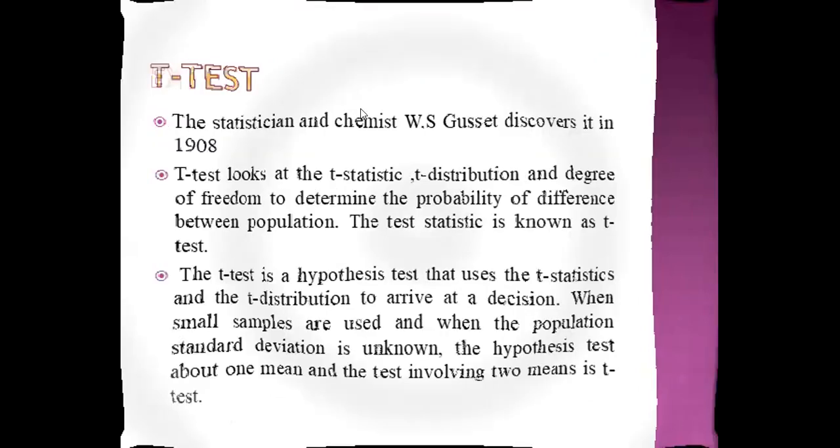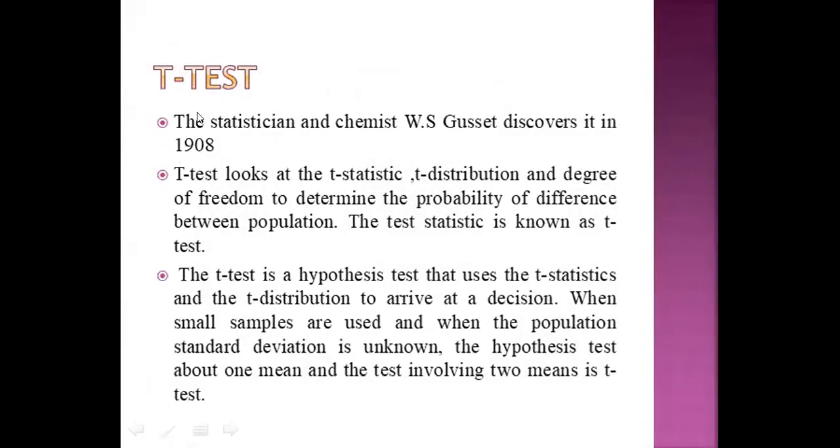Now come to the t-test. The t-test is named after the statistician and chemist W.S. Gosset, who discovered it in 1908. It uses the t-statistic, t-distribution, and degrees of freedom to determine the probability of difference between populations. It is the hypothesis test that uses the t-statistic and t-distribution to arrive at a decision. When small samples are used and the population standard deviation is unknown, hypothesis testing about one mean and tests involving two means use the t-test.